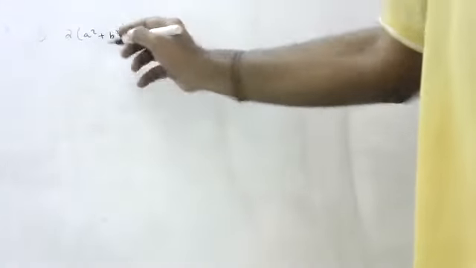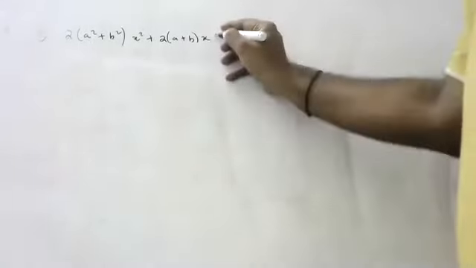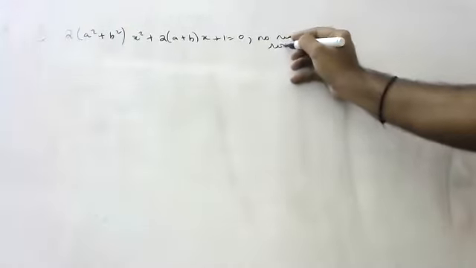So next question is like this. Show that the equation 2(a² + b²)x² + 2(a + b)x + 1 = 0 has no real roots.